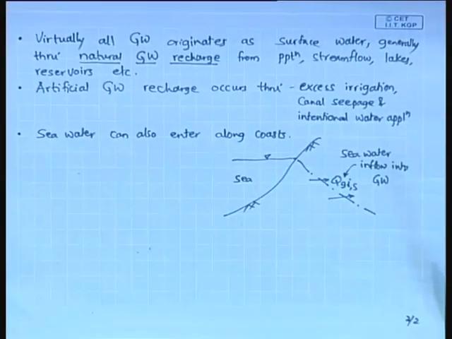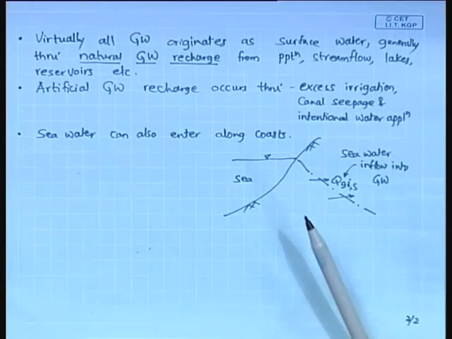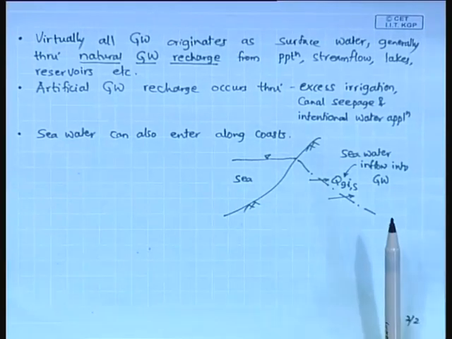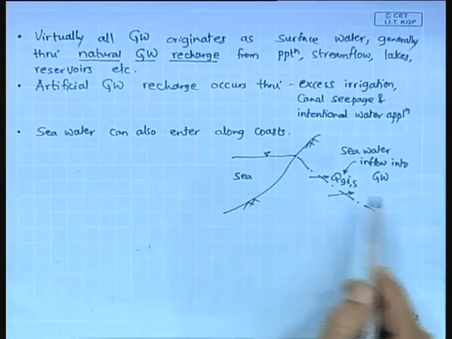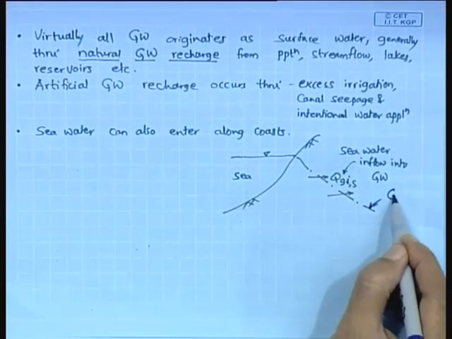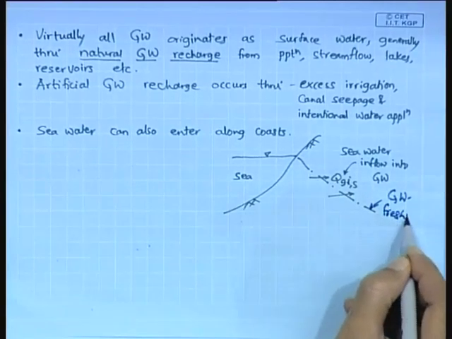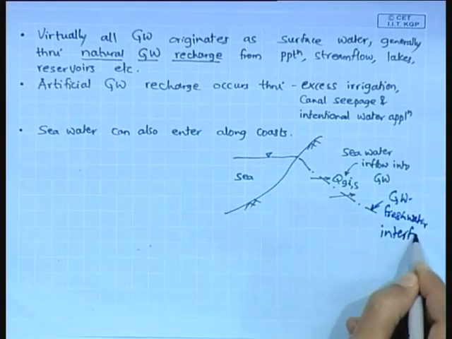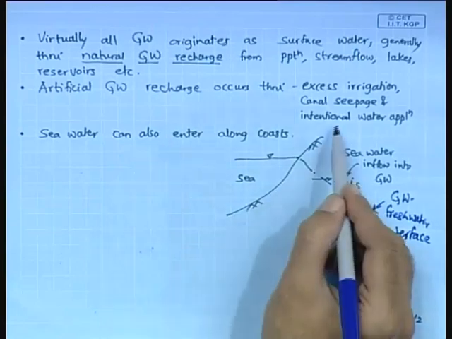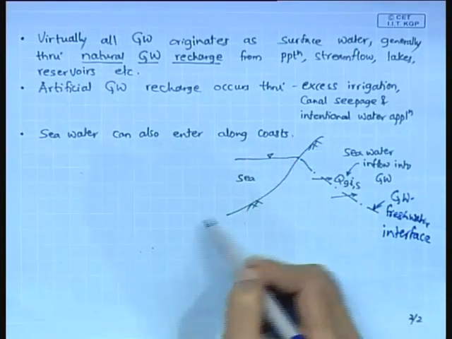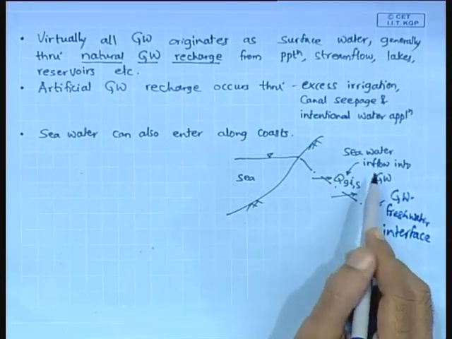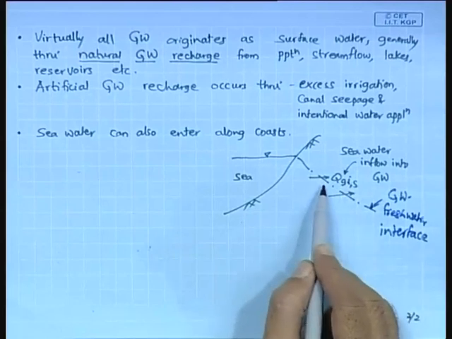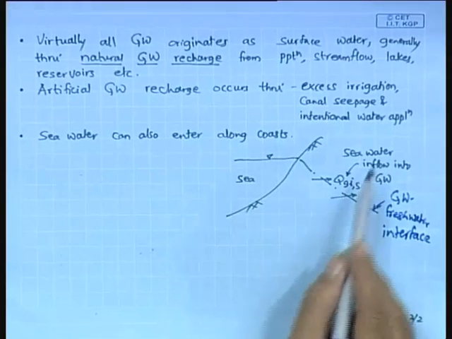Many times seawater also enters through the coast into the ground, which may be undesirable, but this also represents groundwater recharge. Here you can see the freshwater groundwater interface, and this is the seawater level, and this is the coast. This is below the seawater level, this is above the seawater level, and here the seawater flows into the groundwater, which represents the seawater inflow.